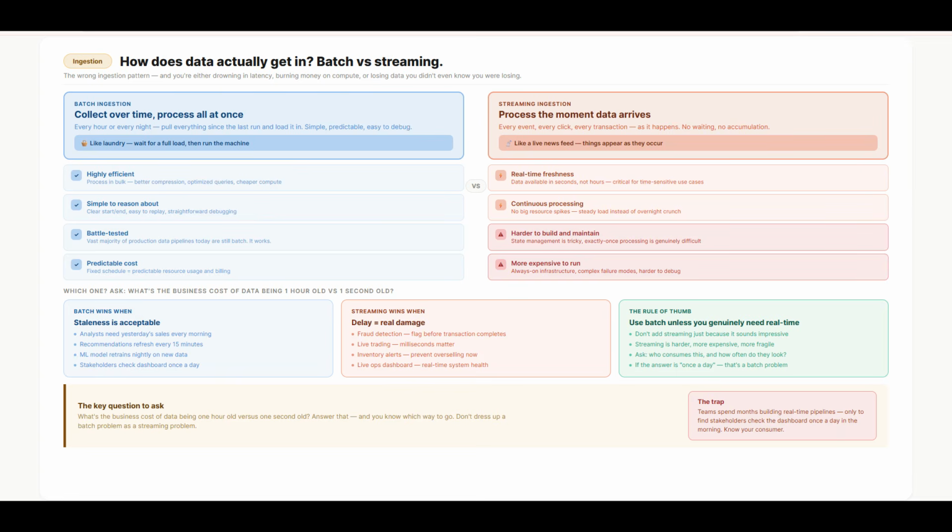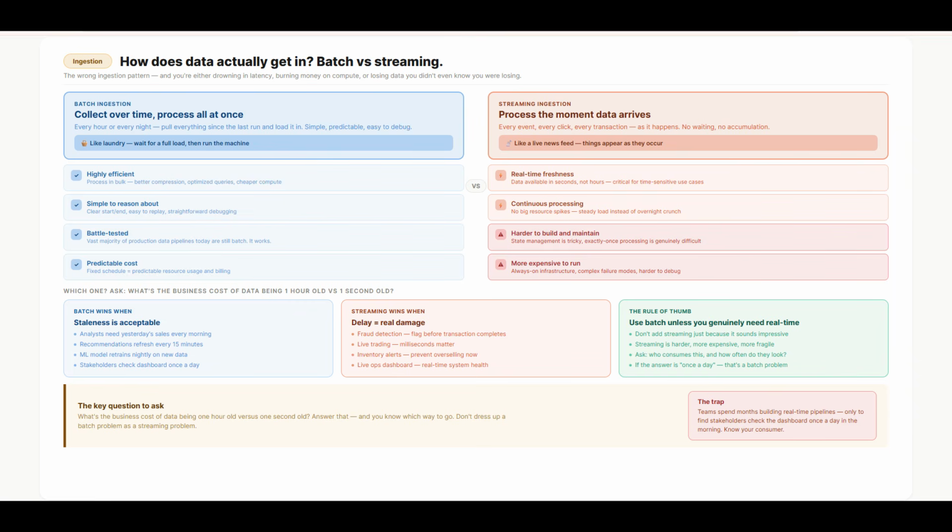So the first question in any data system is, how does data actually get in? Sounds simple, but the decisions you make here affect everything downstream. The wrong ingestion pattern, and you're either drowning in latency, burning money on compute, or losing data you didn't even know you were losing. There are two fundamental ways to move data, batch and streaming.